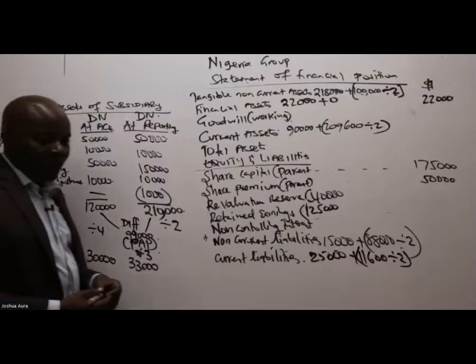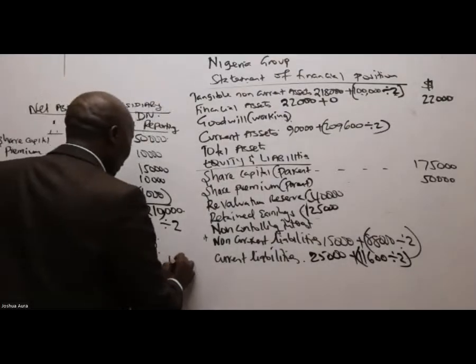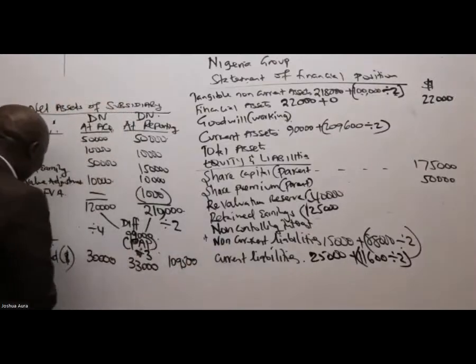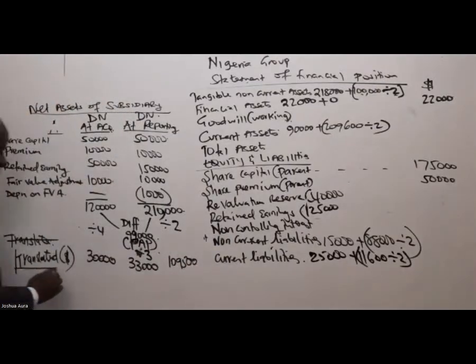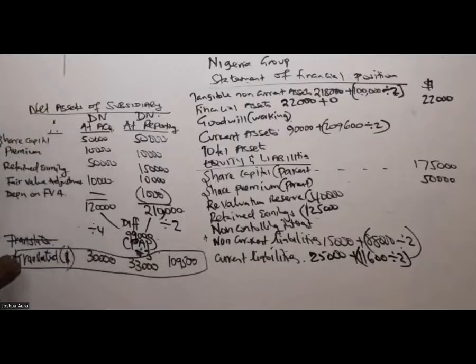They're not talking to me. 109,500. So please, take a yellow highlighter, and highlight this entire thing. Highlight the entire thing. And the moment you highlight, please let me know that you have been able to highlight.